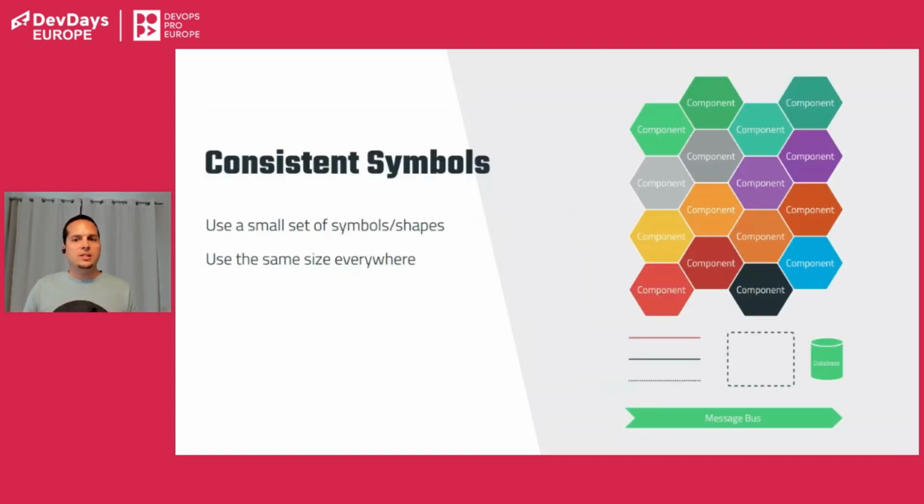I like to use a consistent set of symbols. I personally find the hexagons really visually appealing because you can also draw these nice clusters. But I like to keep a small set in general of shapes that I use. On the right side, you basically see all the shapes that I use most of the time. And avoid using different sizes of the shapes. If you really need to use different sizes, you need to explain it. And that could also be distracting.